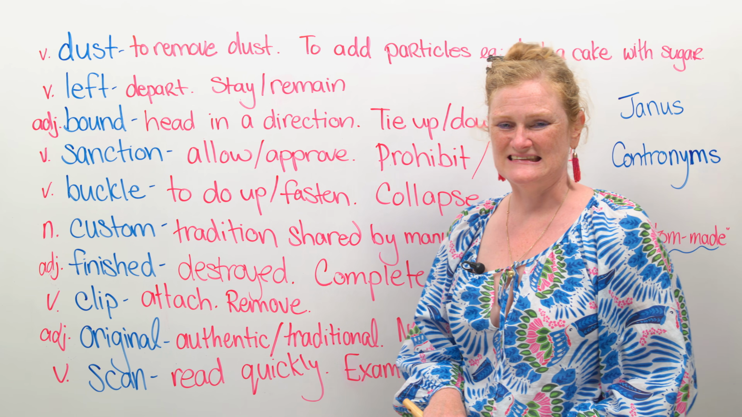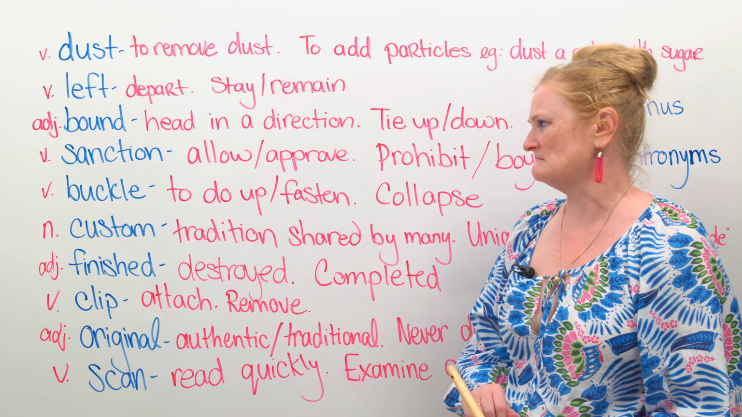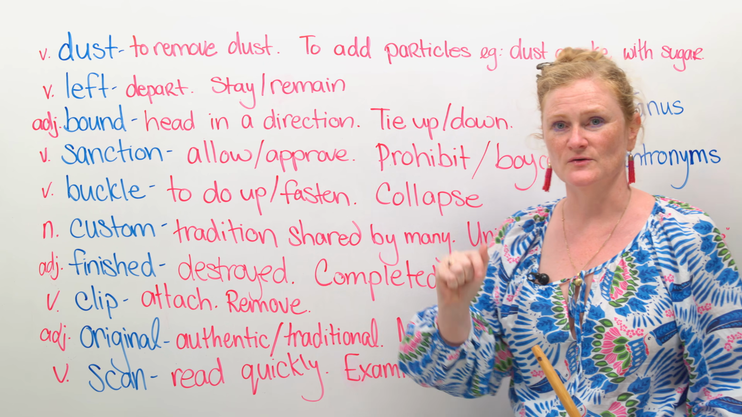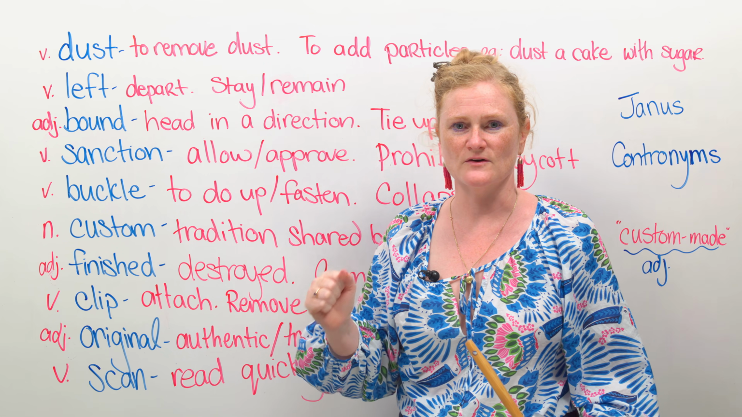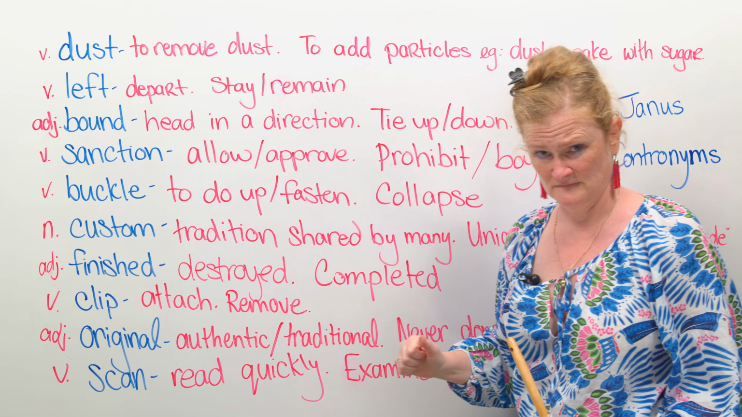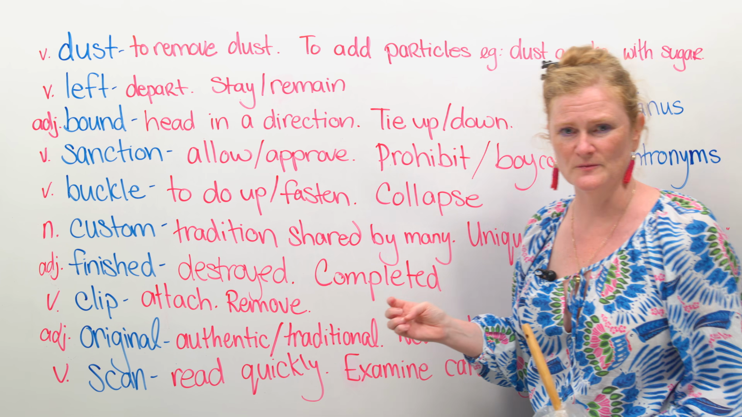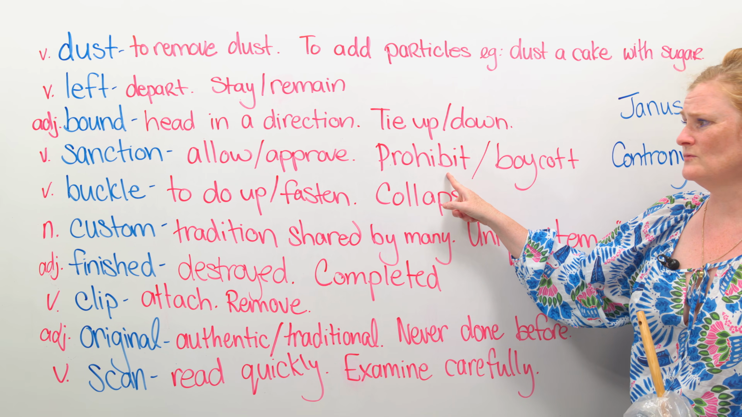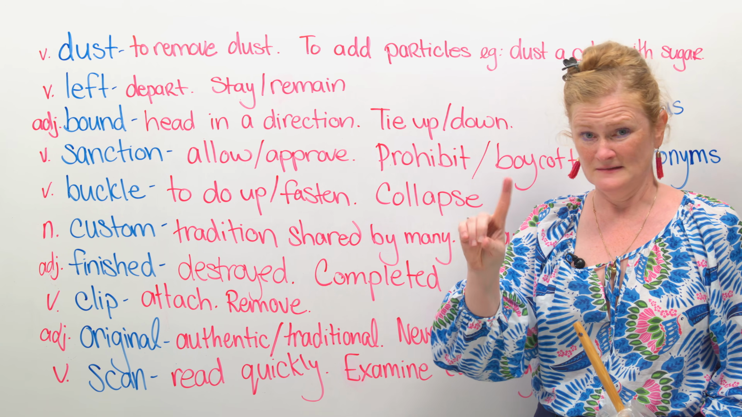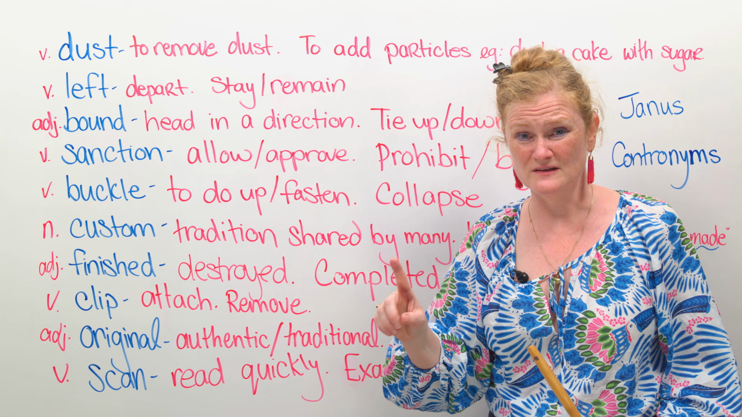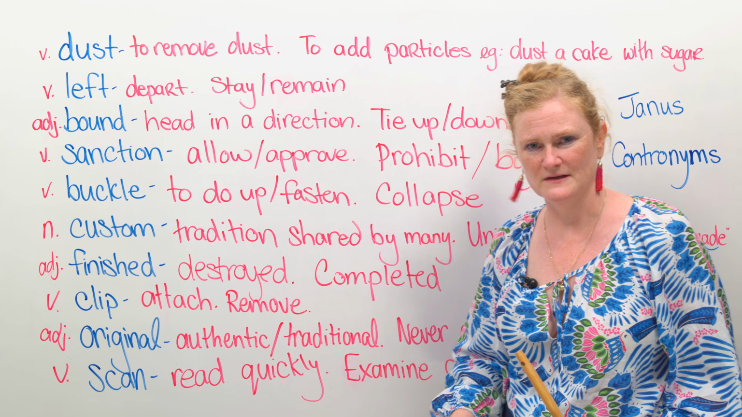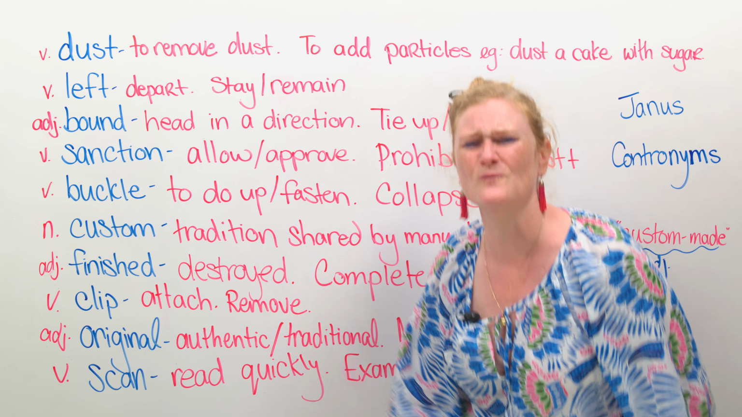Sanction. This is in the news a lot, isn't it? In one aspect, it means to allow or approve. So I will sanction the new meeting, or I'll sanction the new building. I'll be like, yeah, that's good. You can go ahead and do that. The other meaning that we all hear all too much nowadays is to prohibit or to boycott something. That means that you don't allow it or you don't approve it. Man, why can't you just make two separate words?